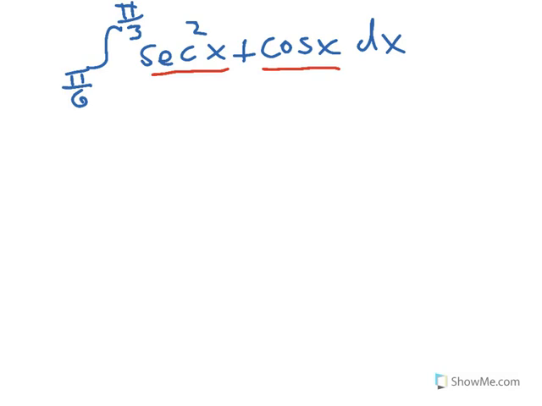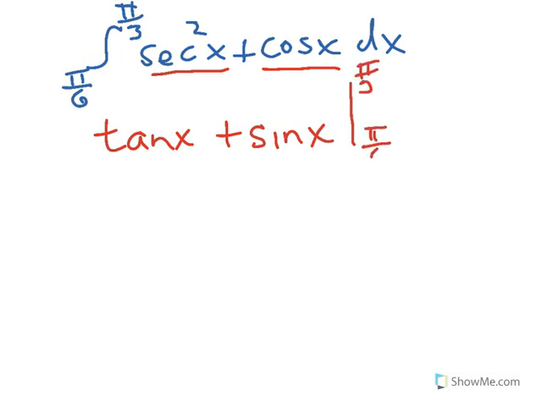So let's go ahead and do that. If we integrate secant squared x, that would give us tangent x. And if we integrate cosine x, we're going to get sine x. Everything's going to stay positive, and we're going to evaluate that from pi over 6 on the bottom to pi over 3 on the top.